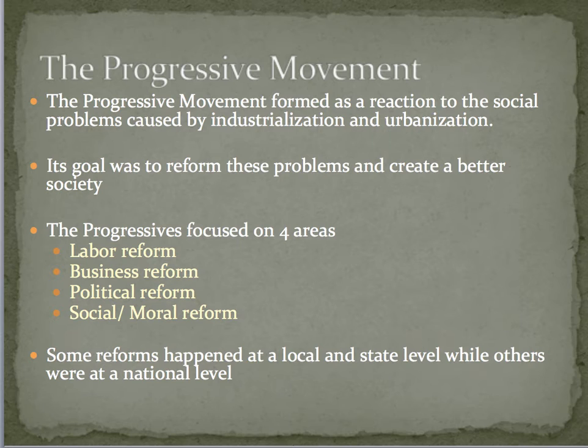A lot of the reforms happened at the local and state level, while others were at the national level. Some issues were more centered in specific areas throughout the country, especially in some of the cities, while others needed to be addressed on the national level. Kind of relating back to when we were talking about federalism: whose job is it, whose responsibility is it to solve the problems?